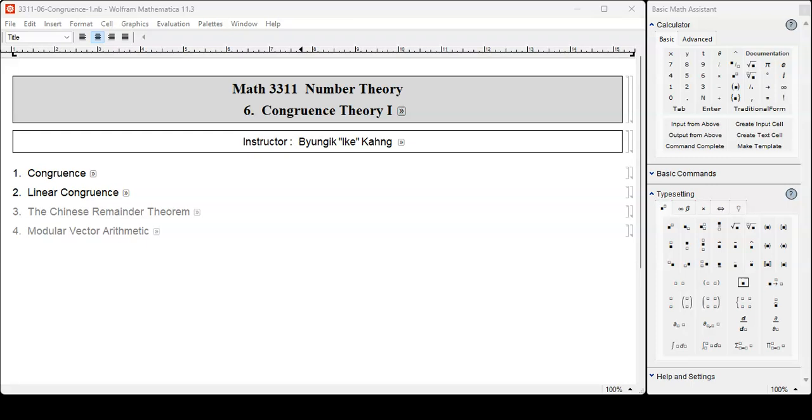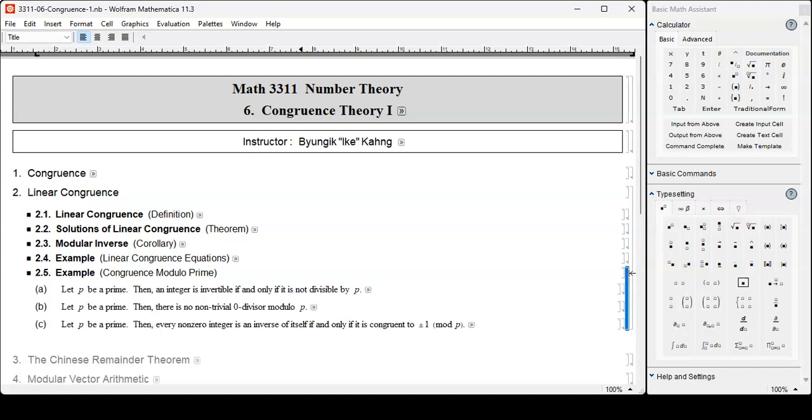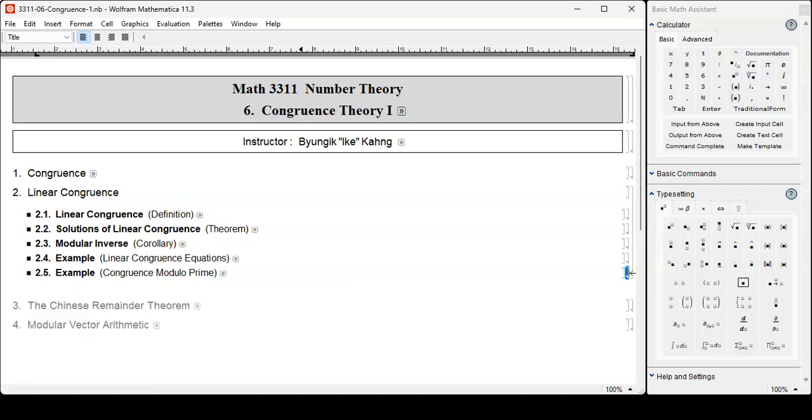Hello students, welcome back. Let us resume our discussion in section 2. We'll try to complete it with this video. We have one more topic to go. It's a special case, modular prime.